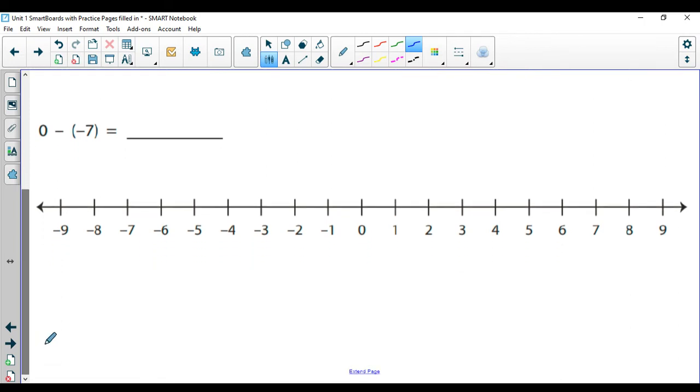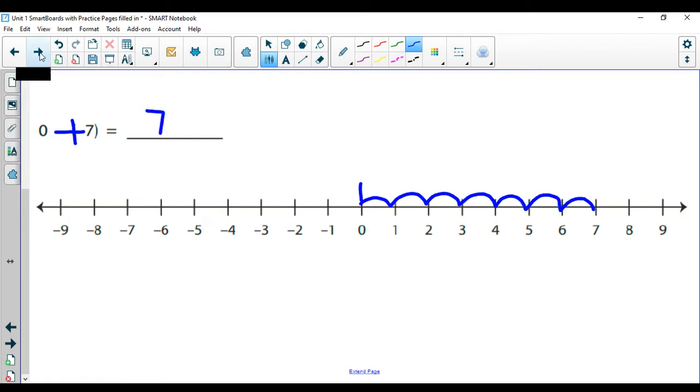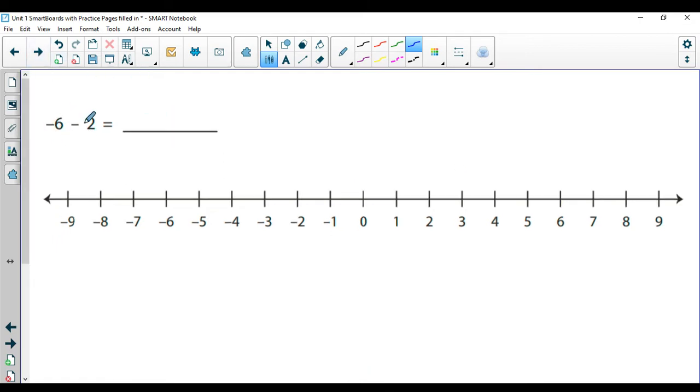I see a minus minus, I don't not like ice cream, turn it into a big old plus sign. We're going to start at 0 and move 7 to the right. 1, 2, 3, 4, 5, 6, 7, and 0 plus 7 is 7. Negative 6 minus 2: negative 6 stays, change subtraction to addition, and that 2 now becomes a negative. So we're going to start at negative 6, and go 2 to the left, and that's going to take us to negative 8.